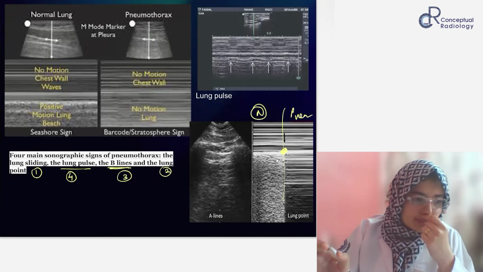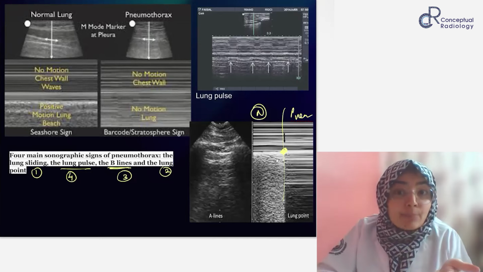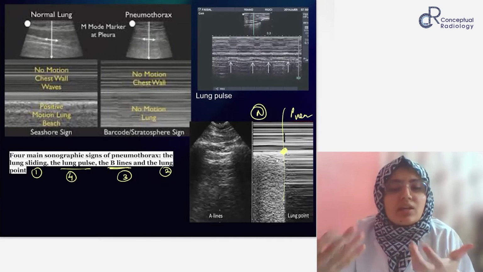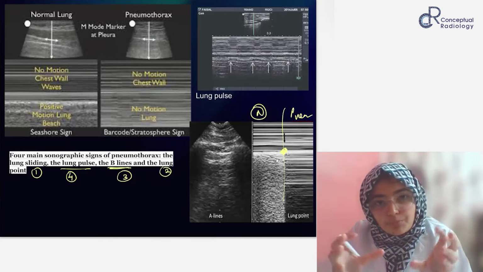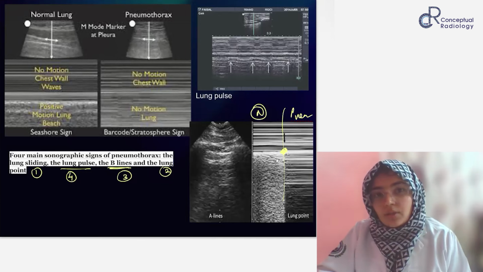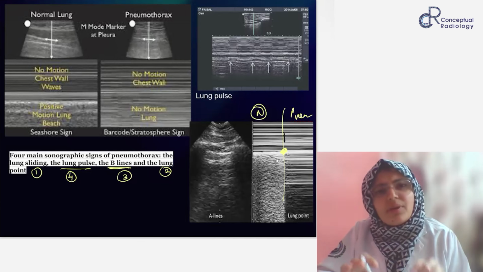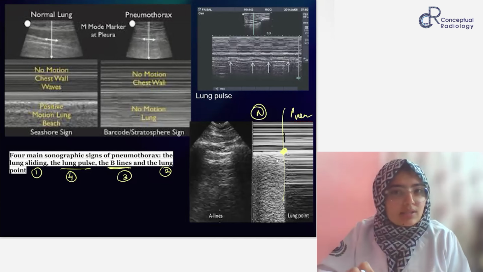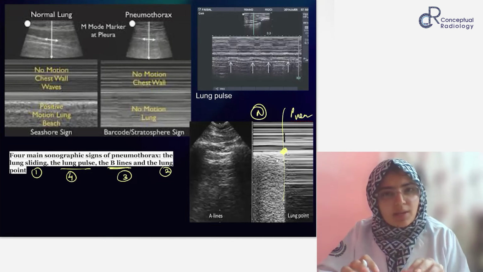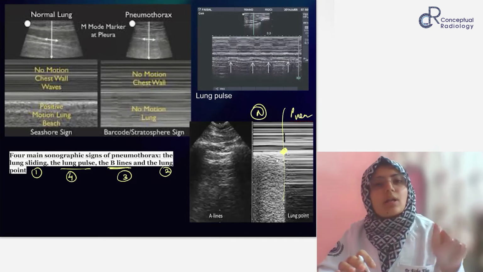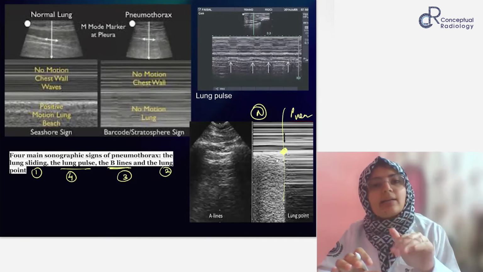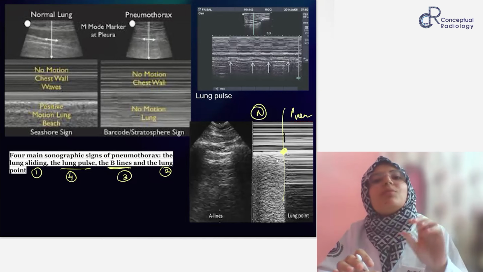Now, what happens in a lung which is not inflating properly, which has a very weak respiratory effort, or a large collapse has happened? The breathing movement is poor. The sliding will still be there, but it will be a little less, a bit weaker. The respiratory efforts are poorer and the lung is not inflating. So the sliding sign may be present, but it is going to be weak.